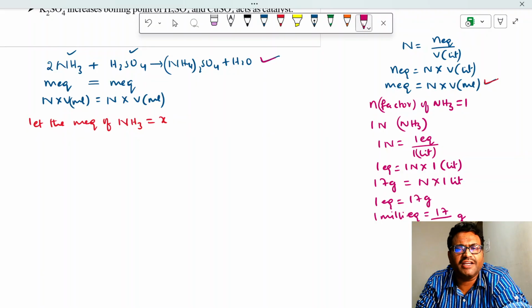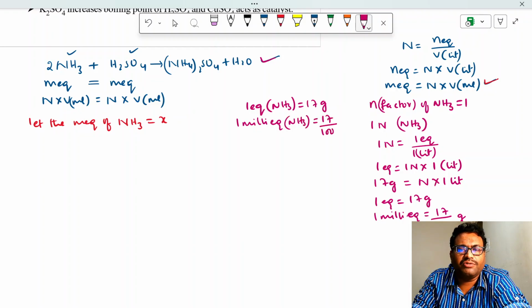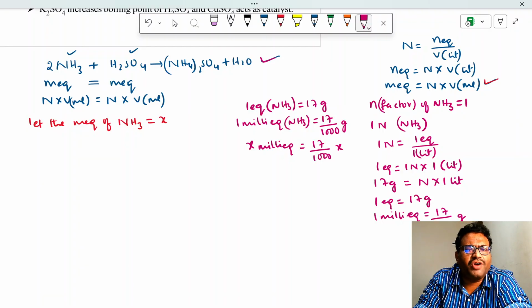Now we can apply this here. 1 equivalent of NH3 is equal to 17 grams. 1 milli equivalent of NH3 will be equal to how much? 17 by 1000 grams. Now X milli equivalents will be equal to 17 by 1000 into X. Right? So this is what X I have taken.